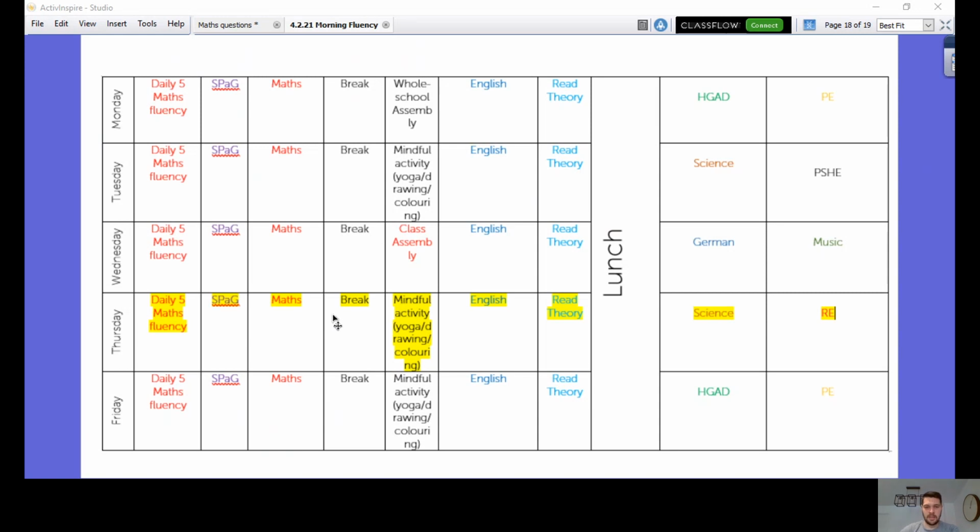After that Key Stage 2 assembly I strangely started with, you have got your resolution and ending for your free write, read theory and lunch, and then you have science, and actually your mindful activity I'm going to change. I'm going to give you a mindful activity at the end of the day because it is Mental Health Week for children and I want to have a lesson devoted to that. So you've got that to look forward to.